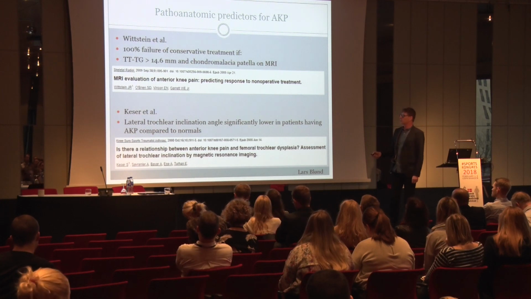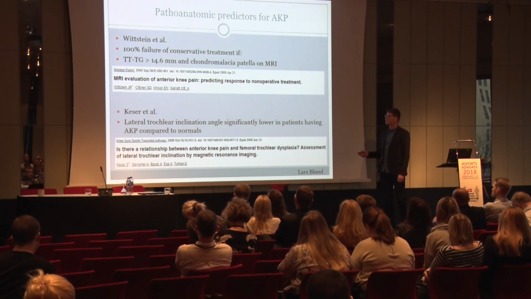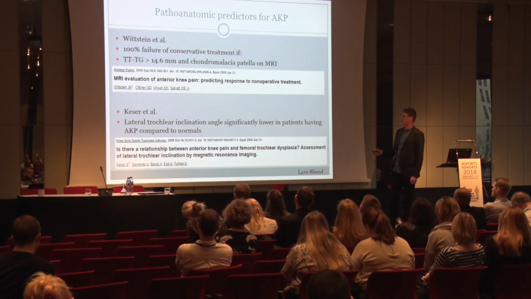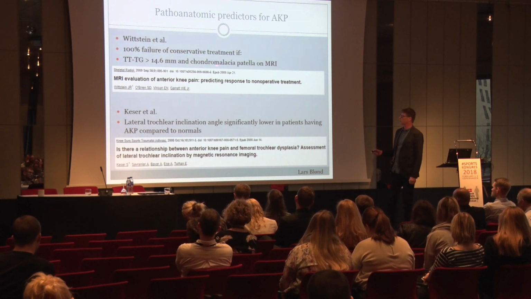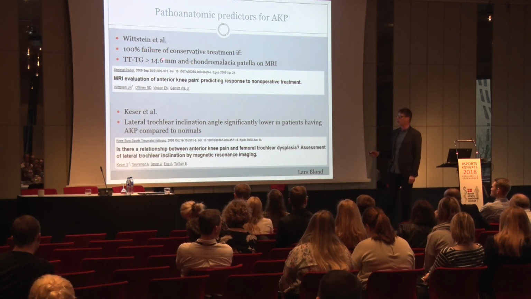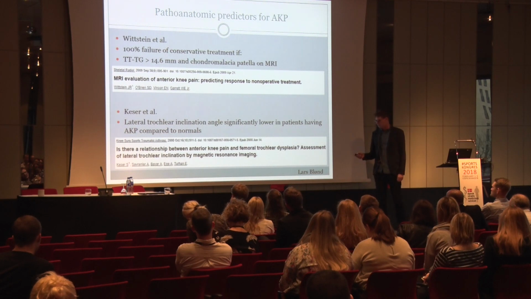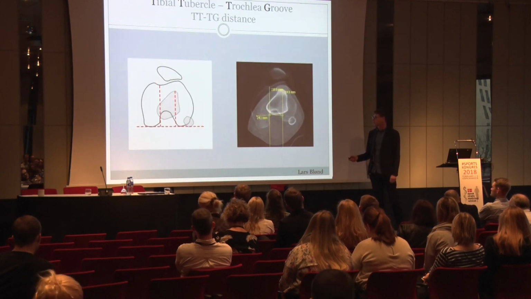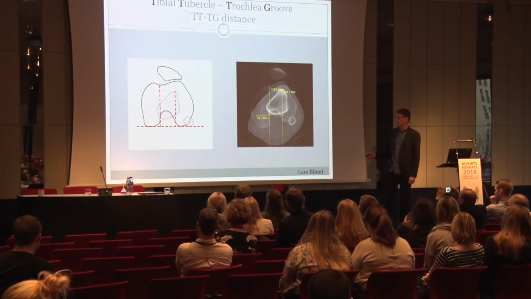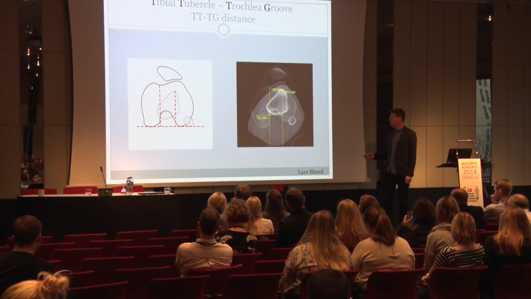So just to mention a few of those biomechanics studies, in this study, they looked at how patients who fail conservative treatment are characterized. And they found that among those having a TTTG above 14.6 millimeters and chondromalacia on the patella, there was a 100% failure of conservative treatment. Just to remind you, the TTTG is the distance between the trochlear groove and the tibial tubercle.